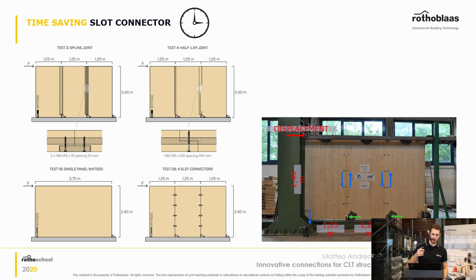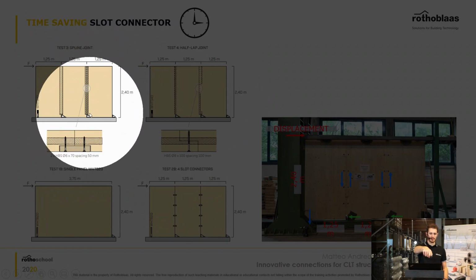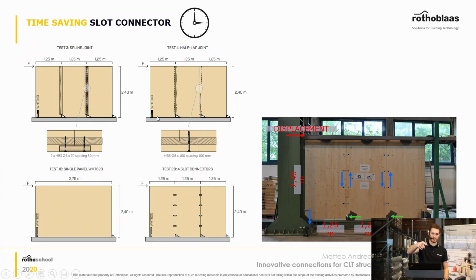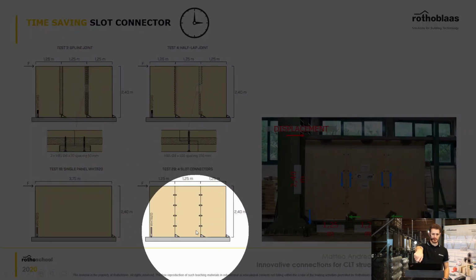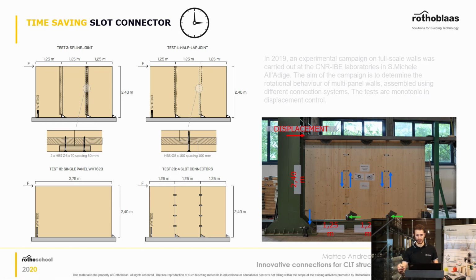If you go on the Rothoblaas catalog, you can see this example here, where it was calculated how many nails or how many screws you need to achieve the same displacement of the wall with the slot connector or the screws. And of course you have very many screws and just a few slot connectors.